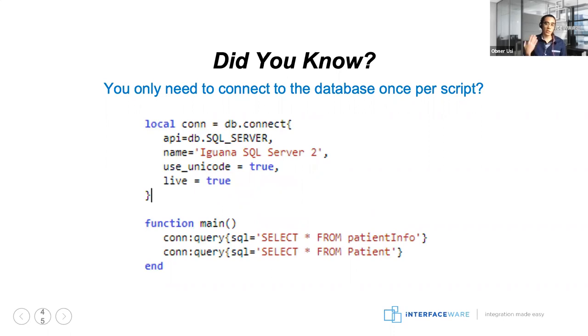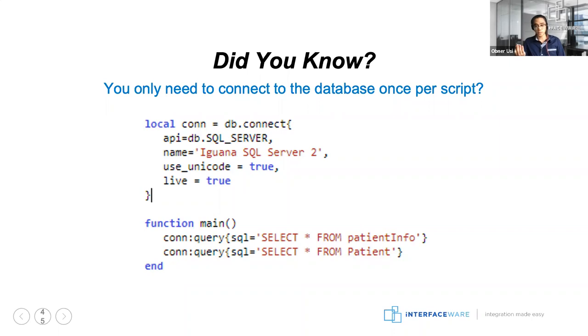Back when I was talking about Lua coding, I mentioned that everything above the main will get executed once, which is on channel startup. Afterwards, only the main function will get executed on each translator script. Looking at this script, the connection is established once when the channel starts, and it does not need to be reconnected each time the script runs.